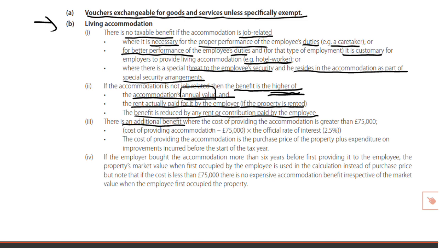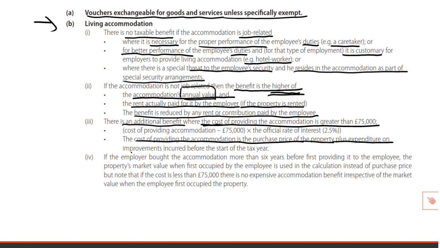But if it's owned, then where the cost of providing the accommodation is greater than £75,000, there is this additional, this expensive indeed, accommodation benefit. Now notice it is the cost. The cost of providing the accommodation is the purchase price, obviously, of the property. Probably any exam question is only that.